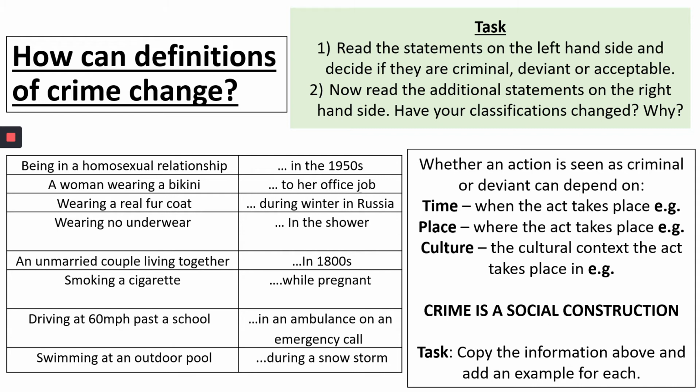So all I want you to do is, in your books, just copy down time, place, culture as the three things that can change the definition of an act, and that part there, that crime is a social construction, and make sure that you put an example for each. So for the one that says time, you can use the example of the unmarried couple, or the one of being in a homosexual relationship in the 1950s, because the time is what has changed that act.